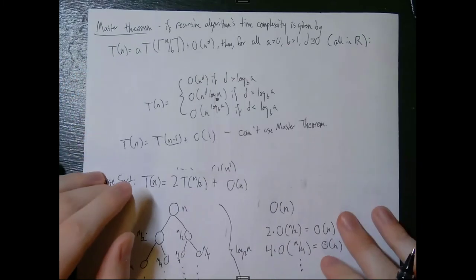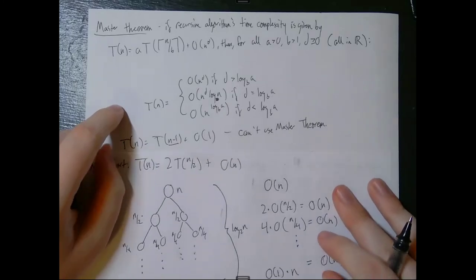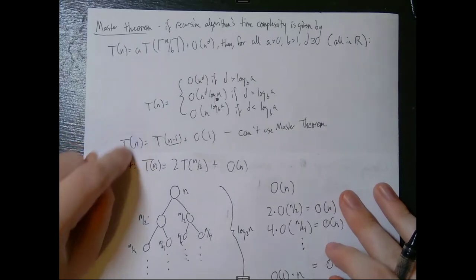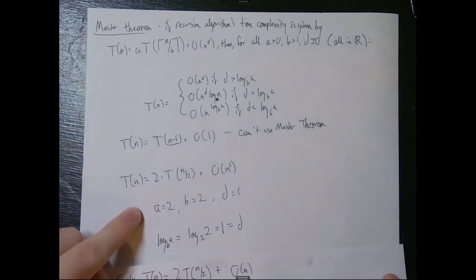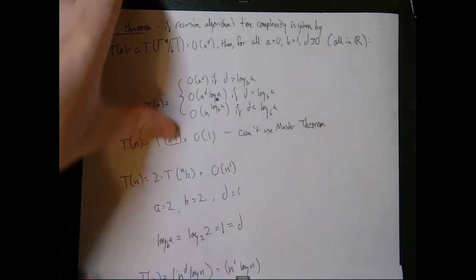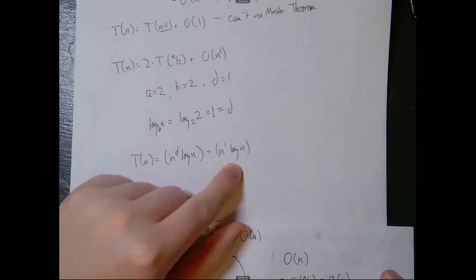If you feel up for it, you can memorize the master theorem and use the master theorem instead of the tree method. However, you should show your work. You should always show your work for the master theorem. So do basically what I did here. Talk about what A, B, and D are, and then show the calculations that show why we can use the master theorem to say that this is true.